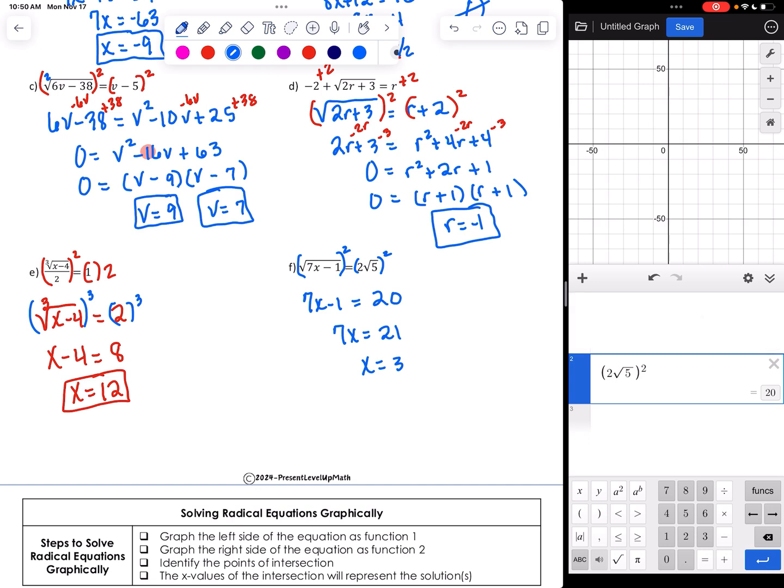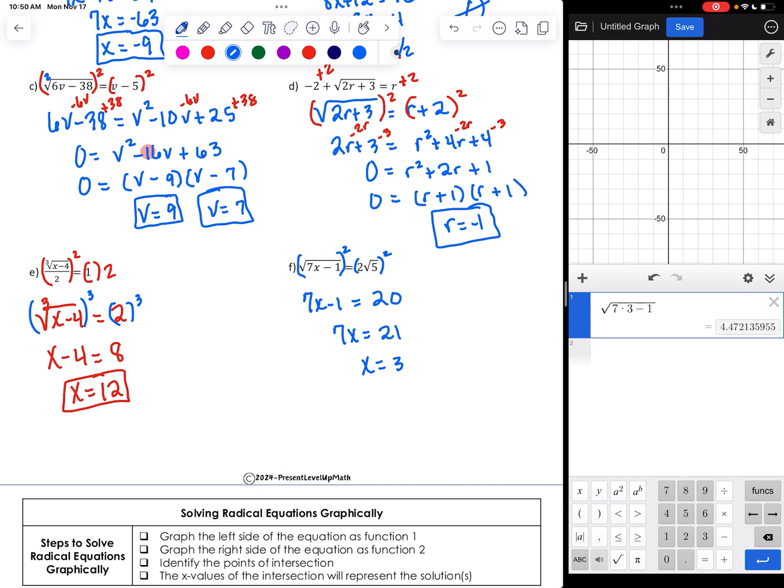So now we'll check for extraneous solutions. We have the square root of 7 times 3 minus 1. And here 2 square root 5, 4.4721. And notice they're the same on both sides of the equation. So this is a good solution for us.